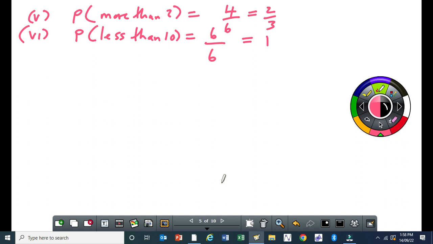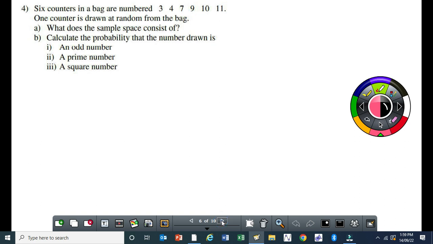Okay, let's move on. So far, the probability that we are trying to calculate is called a theoretical probability, which is the most common one that you are going to encounter. Whenever you calculate a probability, it's called a theoretical probability.